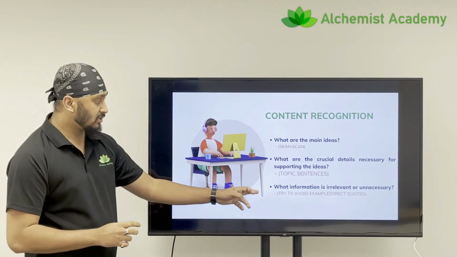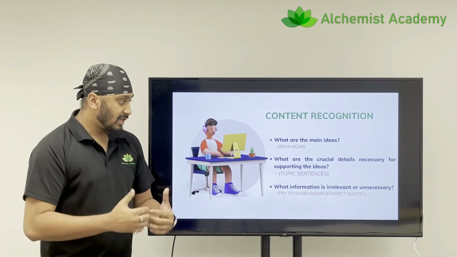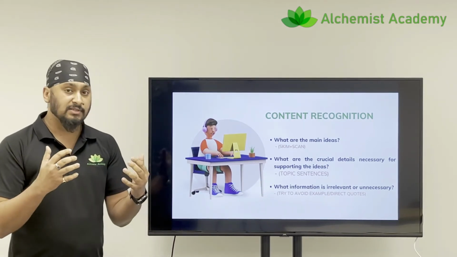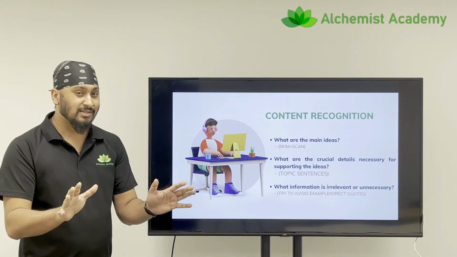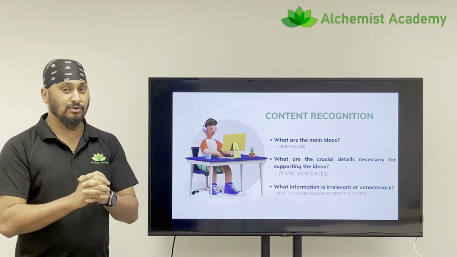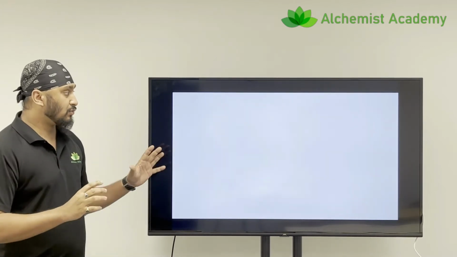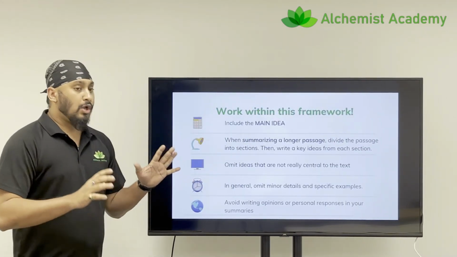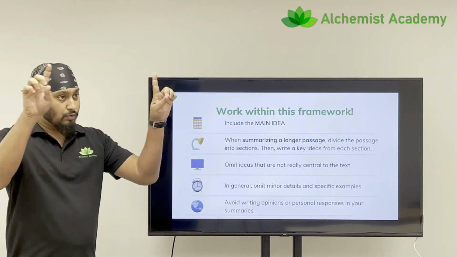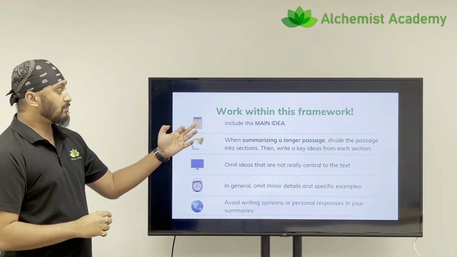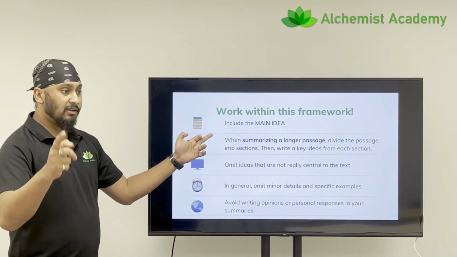And the last question is, what information is irrelevant or unnecessary? That means try to avoid unnecessary examples or direct quotes. Try to avoid those things. If you go forward, I just want you to remember a couple of things. Whenever you're doing a summary, try to work within the framework. The framework is simple: include the main idea. That means identify the main idea.